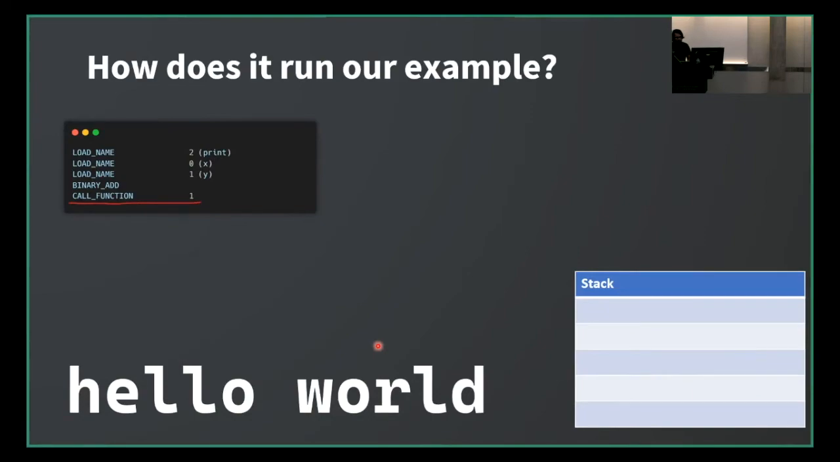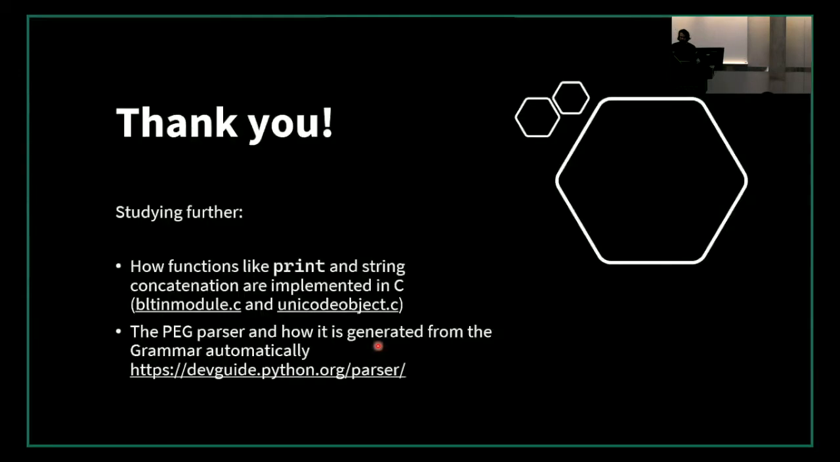And that's basically what happens when you actually run a hello world program like that in Python. It goes through the compiler, it gets turned into that bytecode, and then that bytecode gets run on the Python virtual machine, with its globals, its stack, all of that stuff. Thank you, that's the end of the talk.